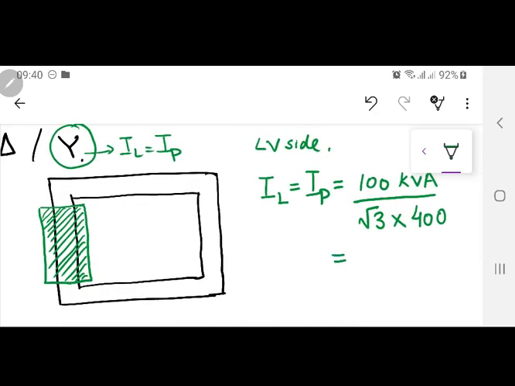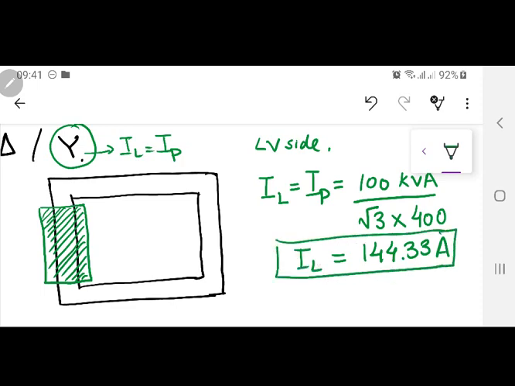Tell me the answer. Please, from now on, calculators are a must for everyone, because I am going to fill tables, the winding tables and all that stuff. It's actually a little different from here, because here they are not using 400 volts, they actually use 433. So it's a little different. The result is 144.33. So this is your current which is flowing on the secondary side.